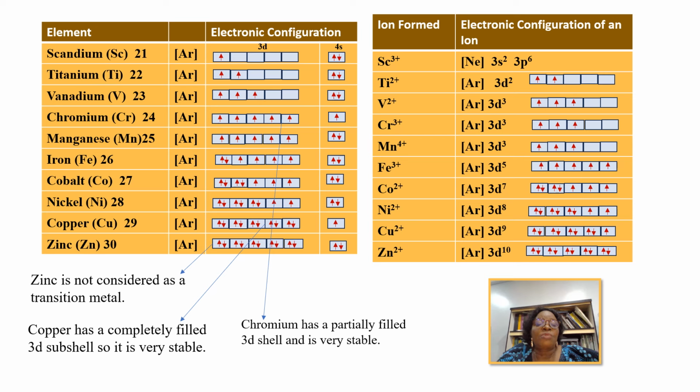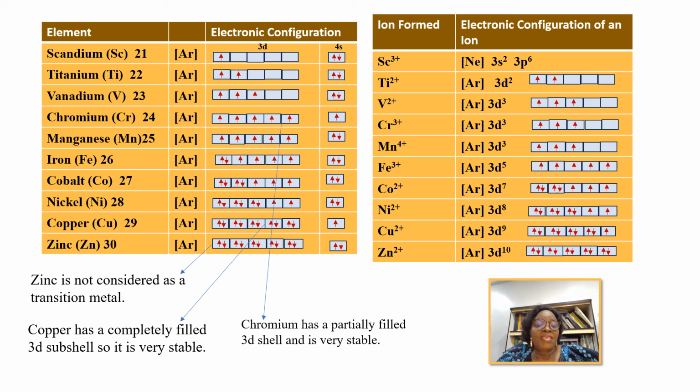If we look at chromium, atomic number 24, after vanadium, its 3d subshell has only one electron in each orbital, and then the 4s has one electron. We say that the metal chromium has the maximum number of unpaired d electrons. Therefore, this transition metal is very hard, and it is difficult for it to lose its electron because it possesses a maximum number of unpaired d electrons.